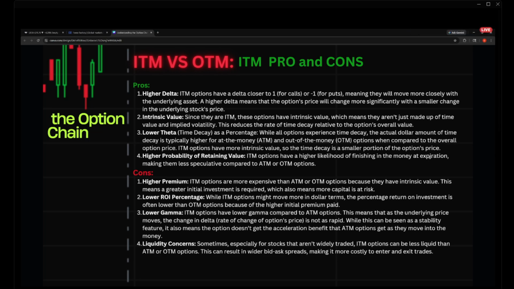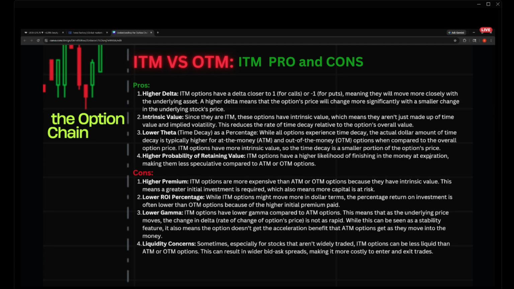So, in the money and out of the money. We're going to talk about both of these and why it matters. In the money, pros and cons. Pros: a lot of times there's a higher delta on that in the money contract, closer to 1 for calls and -1 for puts, meaning they will move more closely with the underlying asset.